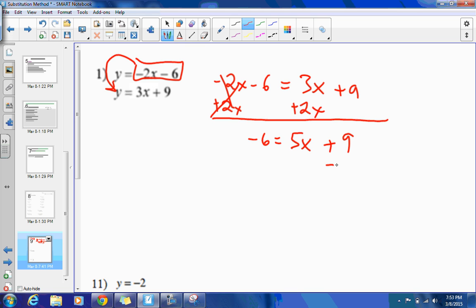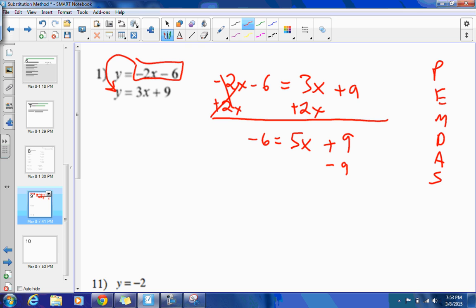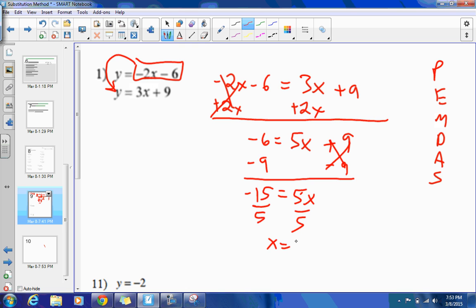Now we just have to get the x by itself. So we're going to do our PEMDAS in reverse. If you recall, in PEMDAS in reverse, we're going to do any addition or subtraction that we can get rid of. I apologize for that. So we will get rid of this addition by subtracting 9 from both sides. That cancels out here. We have 5x equals negative 6 minus 9, which would be negative 15. Then one more step: divide both sides by 5 to isolate the x, and x equals negative 3.